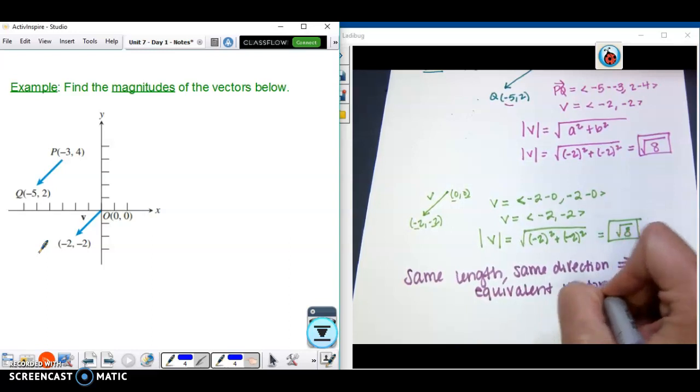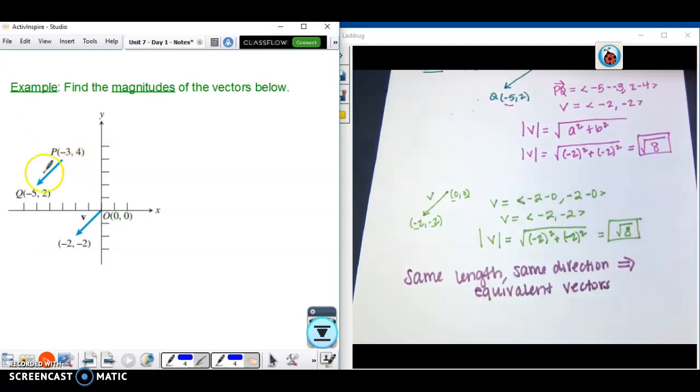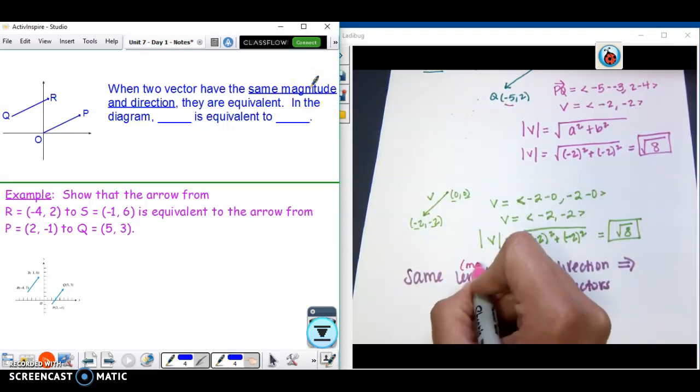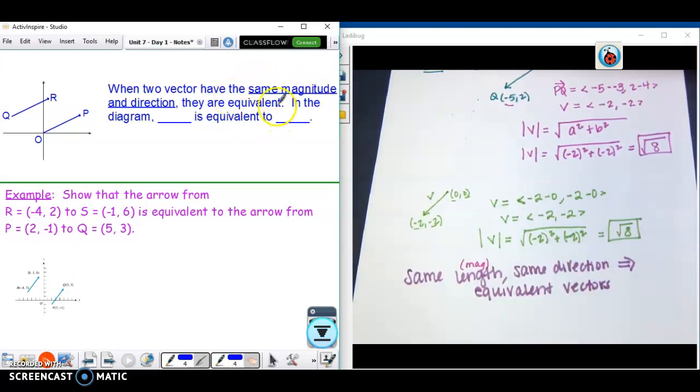If you were to take this vector PQ and slide it over here on top of this vector V, they would go right on top of each other. They're the same length and they're pointing in the same direction. They're just located at a different place on the graph, which is fine. So this next part says when two vectors have the same magnitude and direction, which is what we just looked at here, same length or same magnitude means the same thing, they are equivalent, so we call them equivalent vectors.